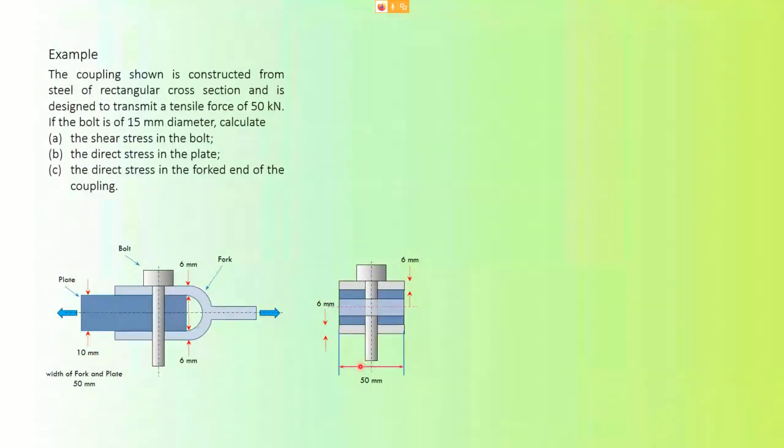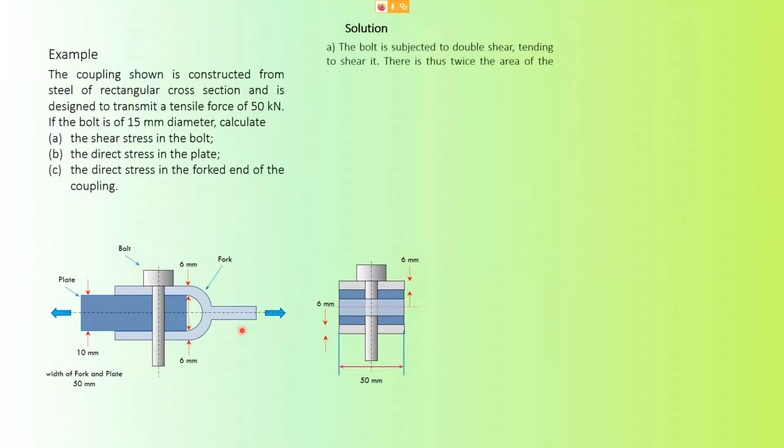So this length here is 50 mm. The thickness of this is 6 mm. The thickness of this is 6 mm. That means this thickness here is 6 mm, 6 mm, and the thickness of this is 10 mm. And the width is 50 mm. So from here you can see how the force is being applied.